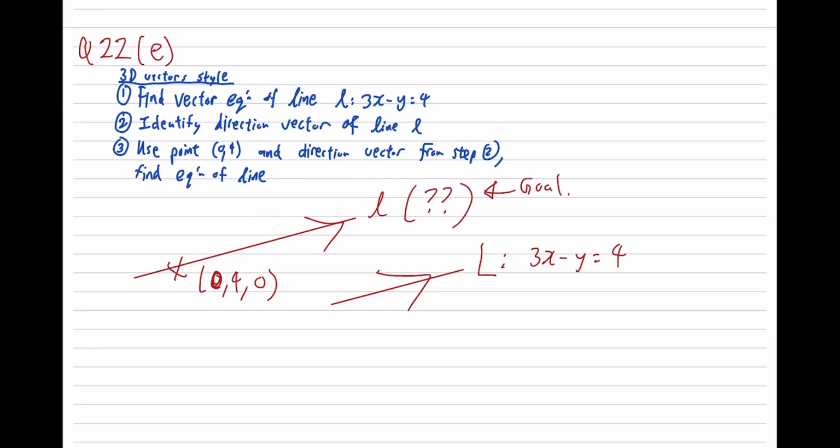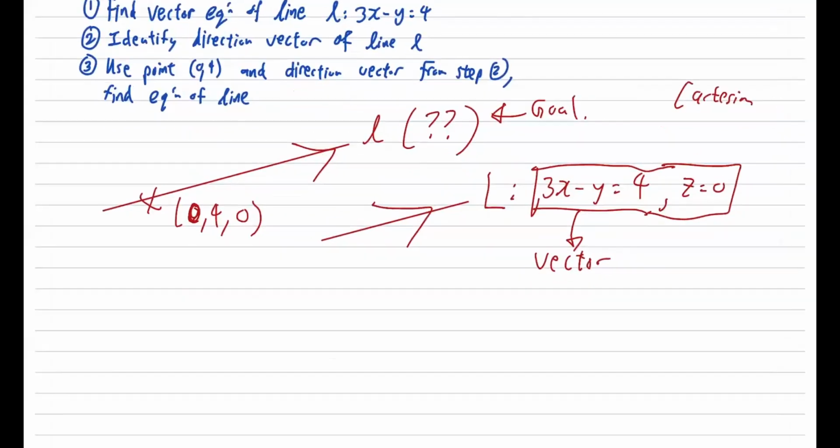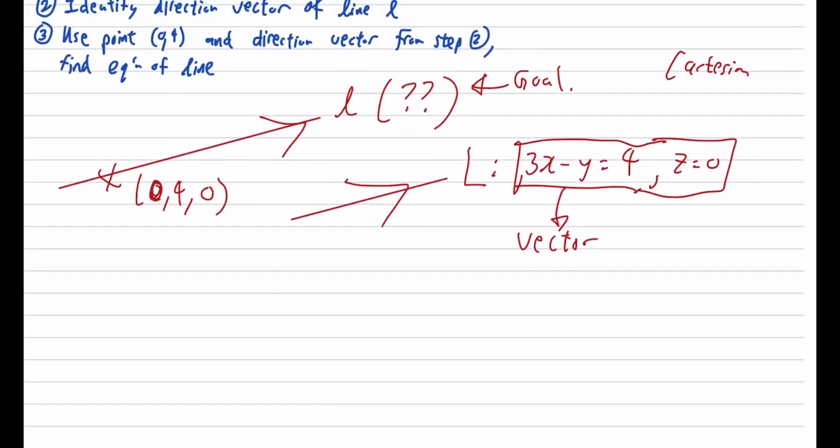So what you need to do first is to convert this guy from Cartesian form. This is Cartesian form, with z equals 0. You have to convert this into the vector form. Okay, so let's do that. How do you do that? What you do is you will rewrite the, hold on. Let me think a little bit.